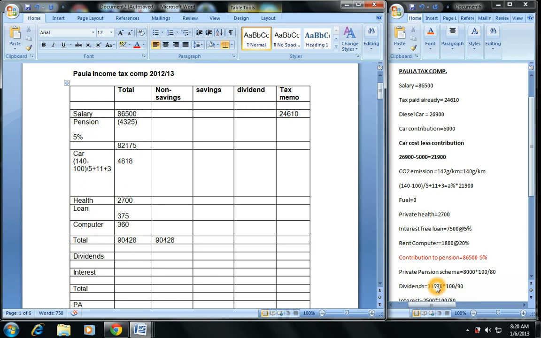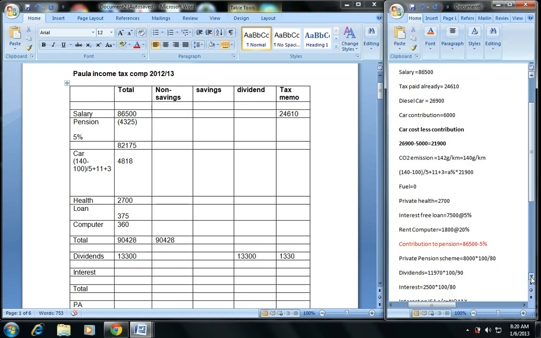Right, we go to dividend. The dividend, we gross it up. As I said, the dividend was 11,970. So when we gross it up, we get 13,300. Now let's put a dividend figure here, 13,300, because it's the dividend column. Now we want to work out the amount of tax Paula paid already. So we subtract 11,970 from 13,300, and what we get is 1,330.